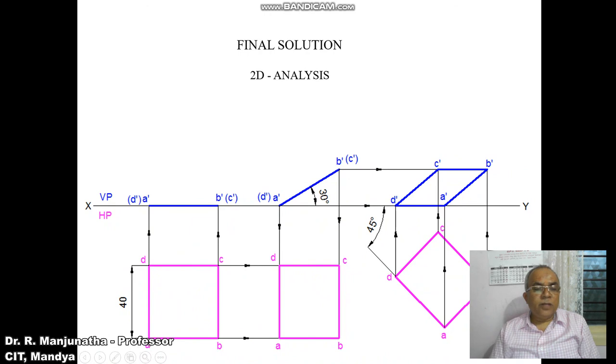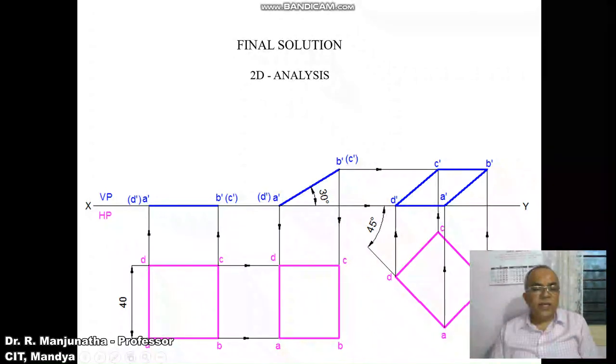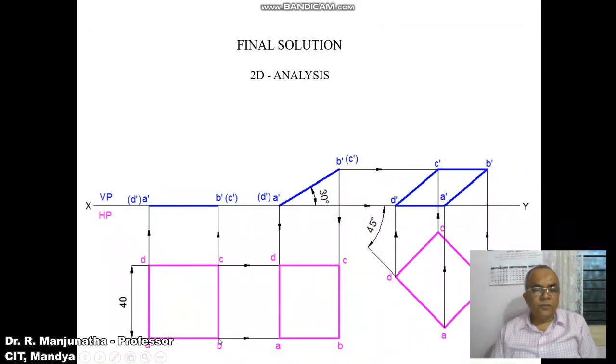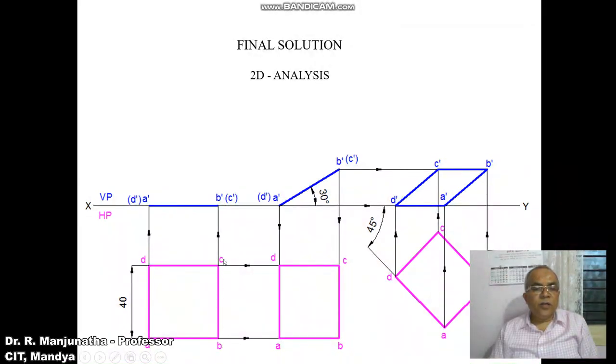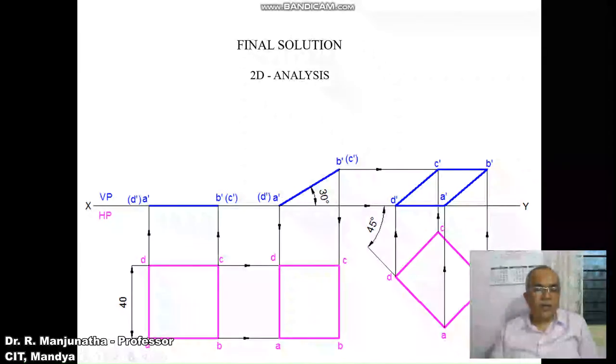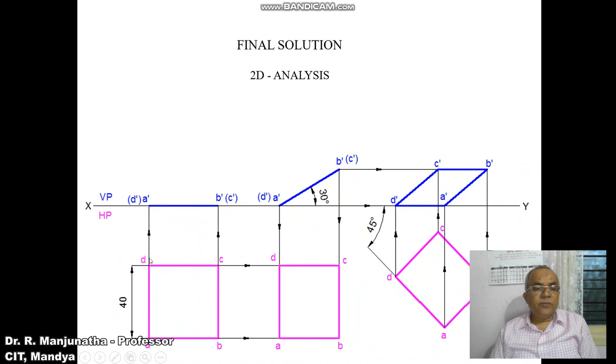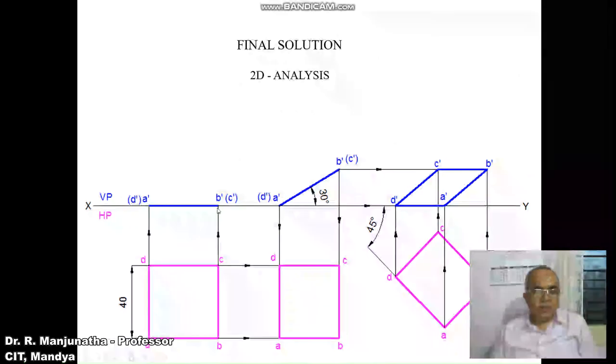Then by using the compass, measure 40 mm with A as center and cut an arc on this horizontal projector, and also from D, cut a length of 40 mm. Then mark these points as B and C, and join A to B, B to C, C to D, and D to A with a dark line. Then draw a vertical projector from A and D to the XY line, and draw a vertical projector from B and C to the XY line.